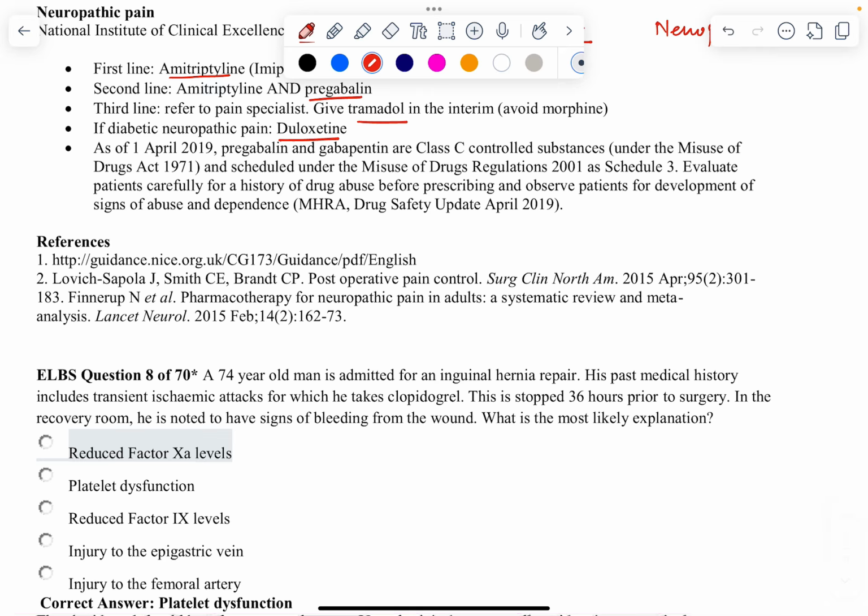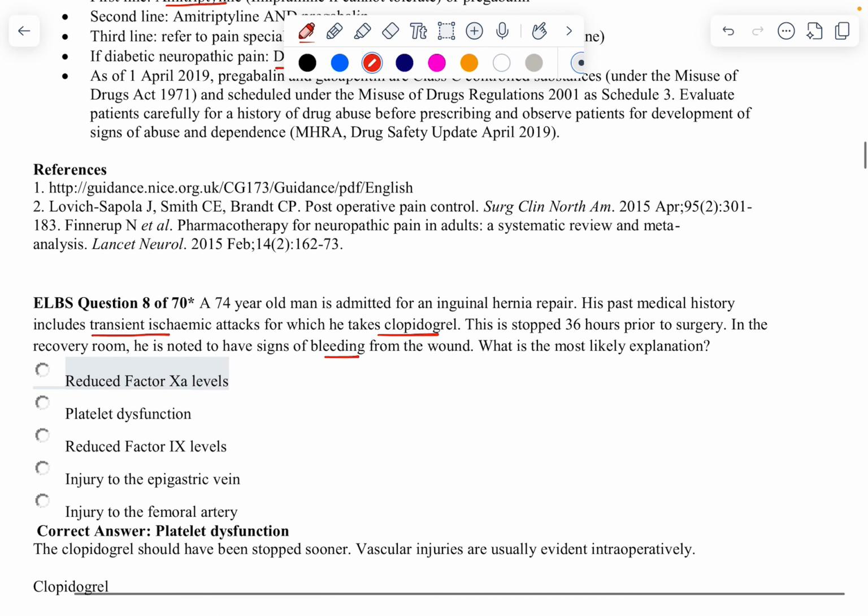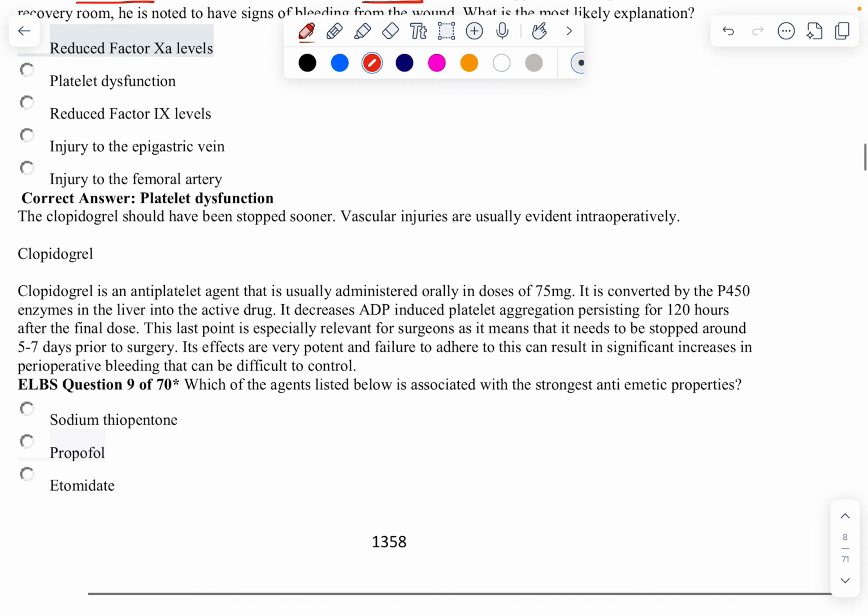A 74-year-old man is admitted for transient ischemic attacks, for which he takes an antiplatelet. TIA. Stop 36 hours prior to surgery. In the recovery room, he is noted to show signs of bleeding in the wound. So bleeding is there. How will you reverse? The bleeding is because of platelet dysfunction.